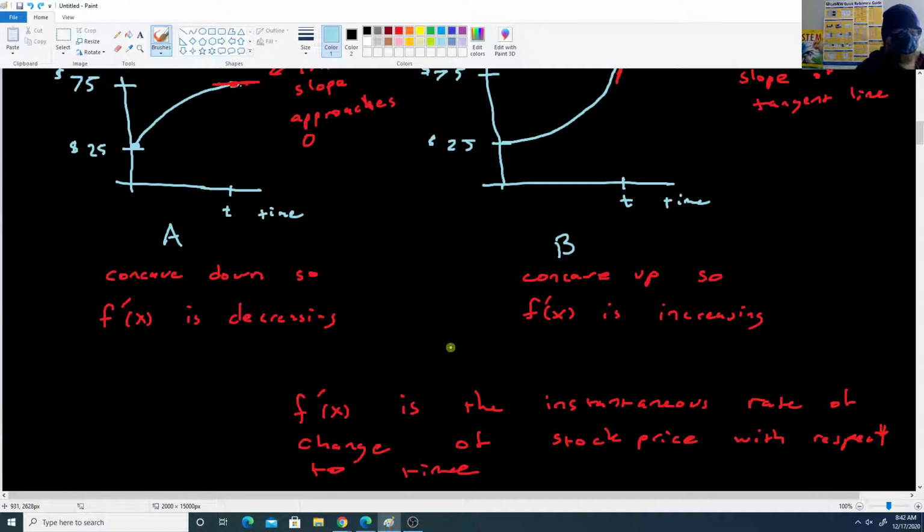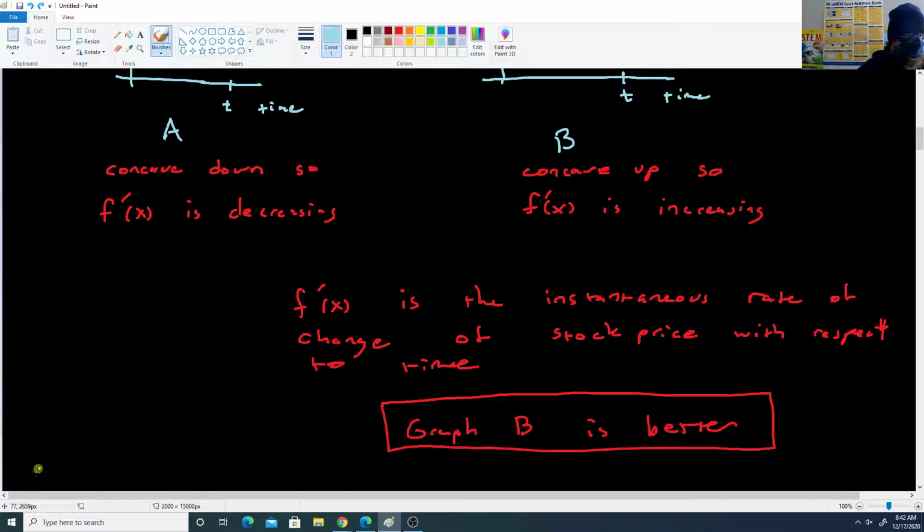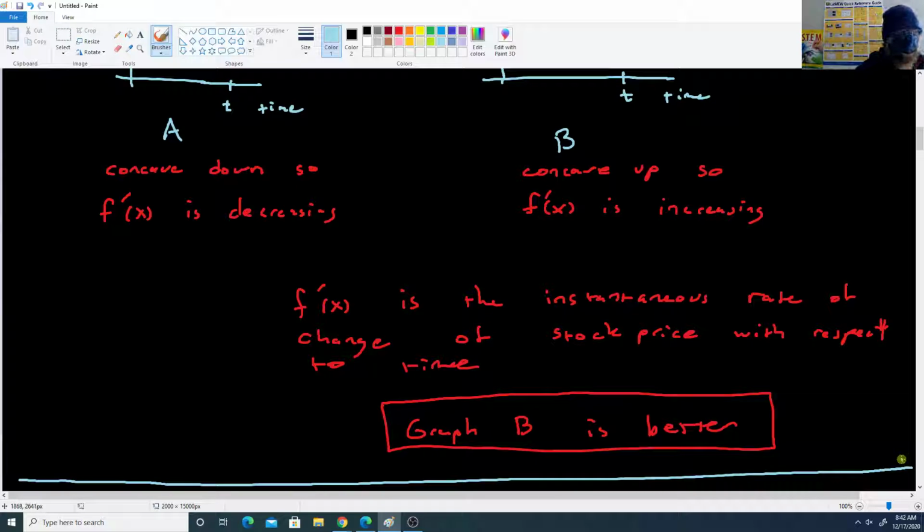money. Okay, so that's basically a bit about concavity and kind of how it relates to the first derivative. So we'll stop this part 1 here.